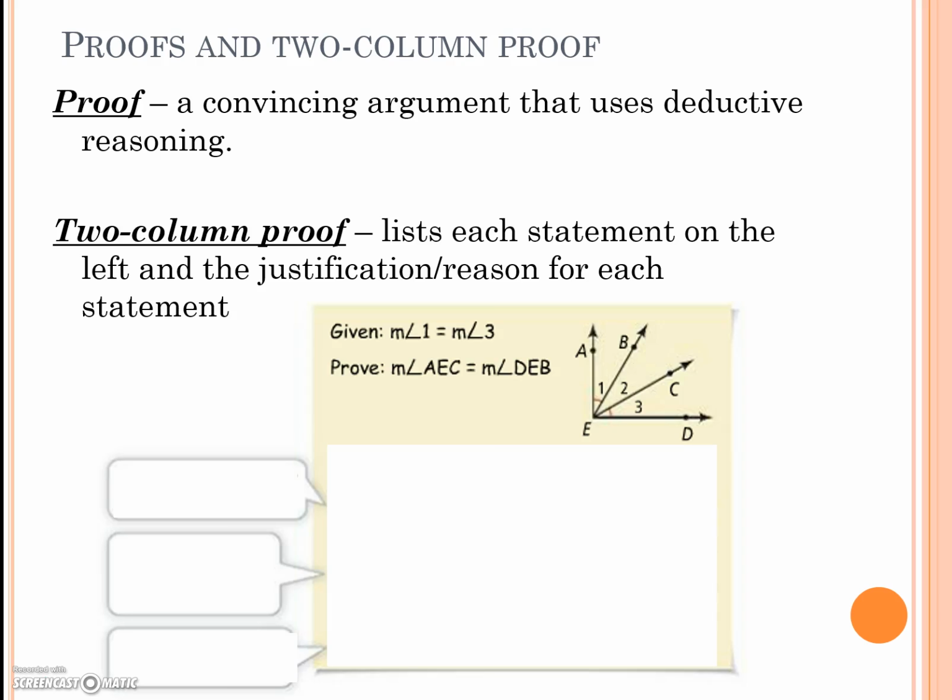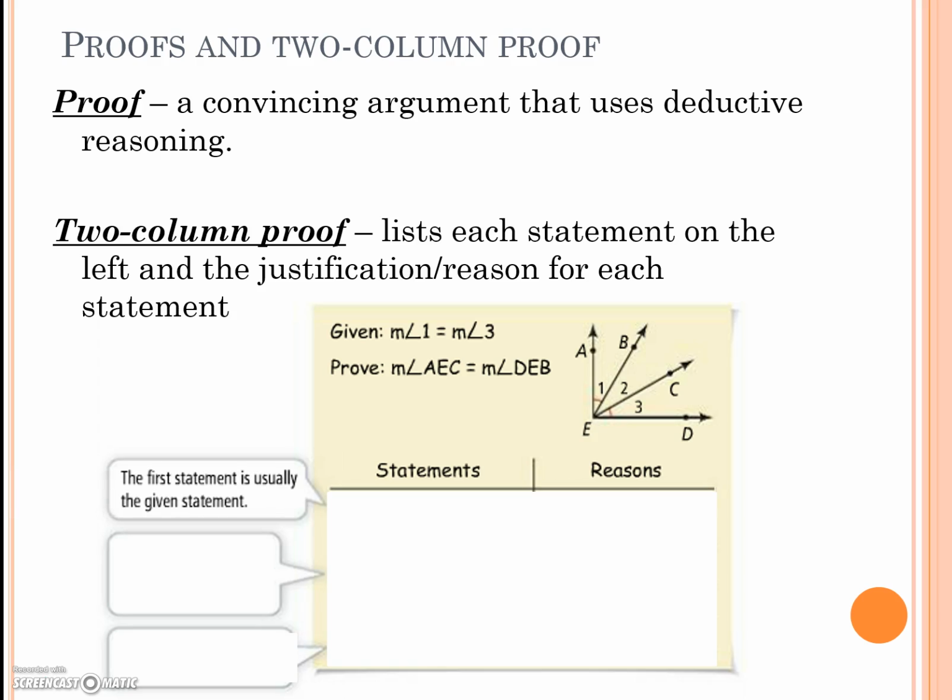This is an example of a proof. At the very top, we're going to create our two columns. On the top left will be statements, and on the right is going to be reasons. The first statement is usually the given. So in this example, the given statement was the measure of angle 1 is equal to the measure of angle 3. That's usually the first thing we write down.